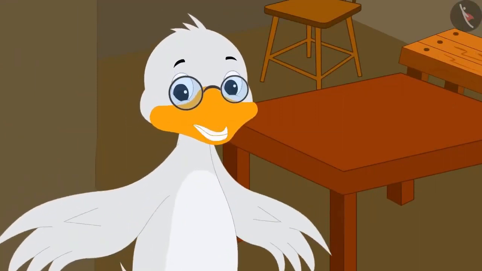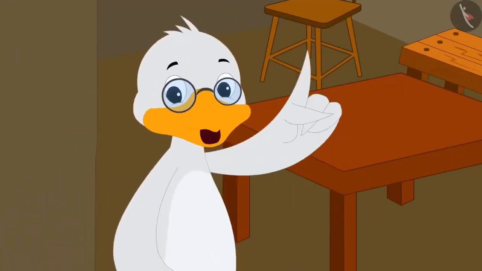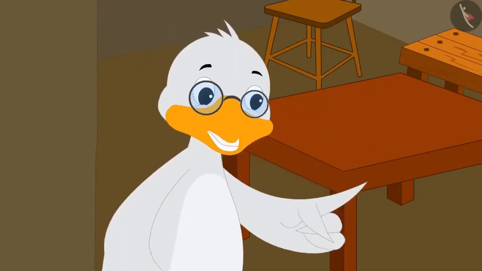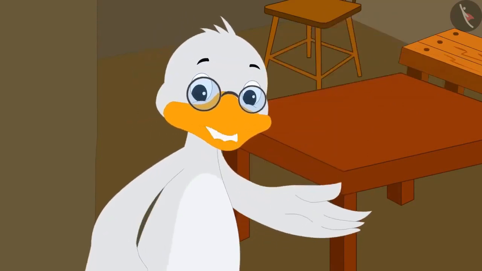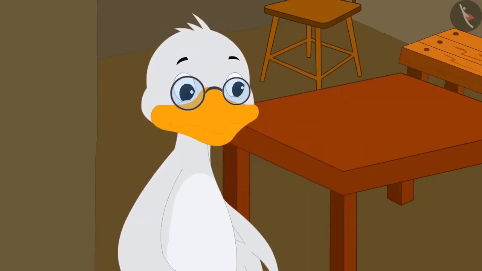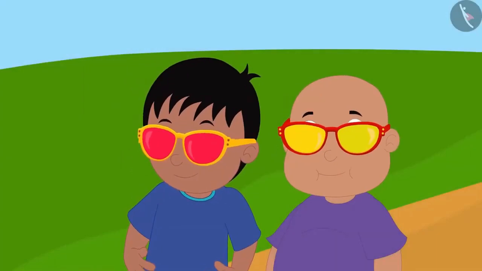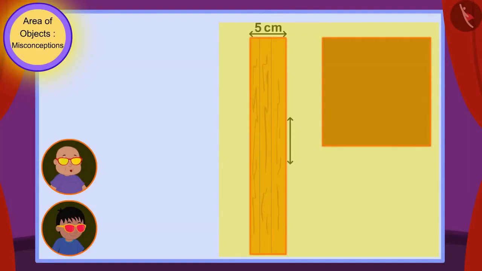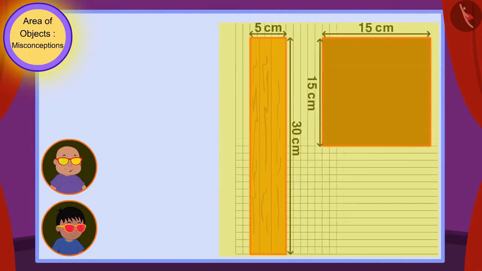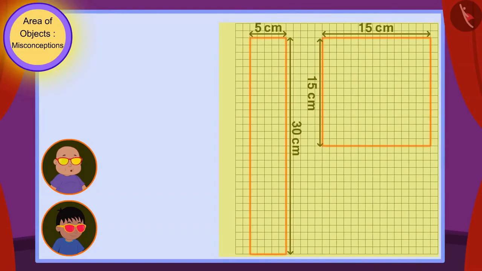Look kids, if you want to find out which table is bigger, all you have to do is find the area of the two tables. The table that has more area is the bigger table. Uncle explained to the two children. Then Bablu saw the surfaces of those tables with his glasses. Raju, on looking through my glasses, I am able to see a grid paper being formed on the surfaces of these tables. We can find the area of the surfaces of these tables with the help of these.